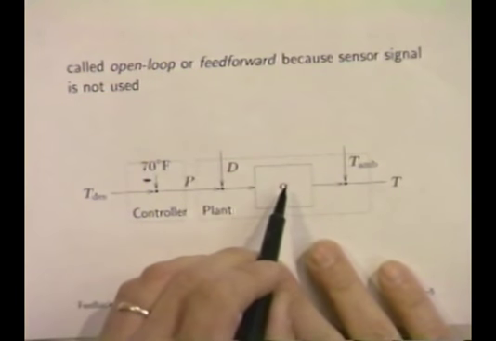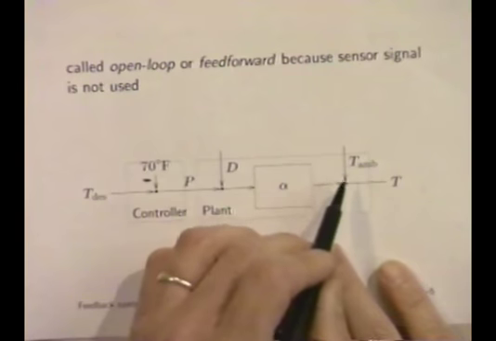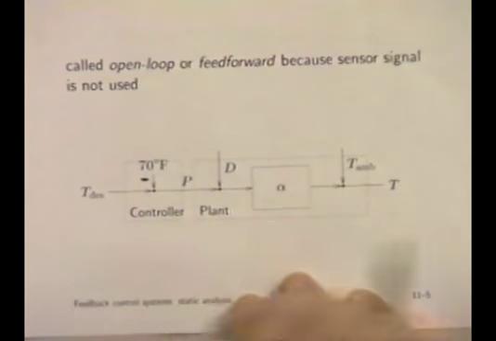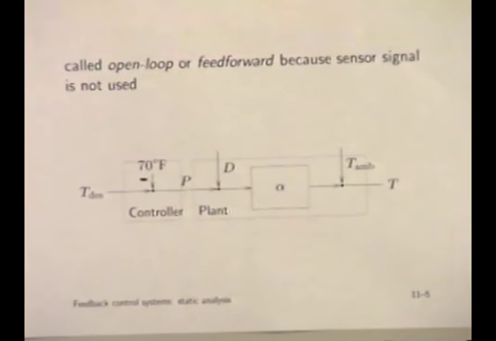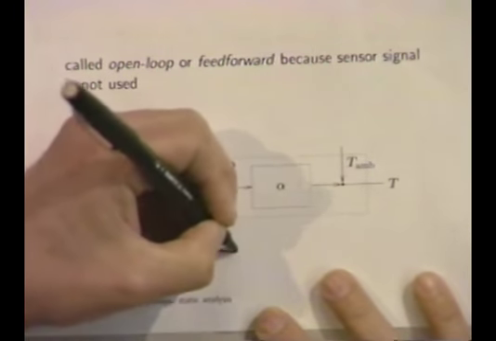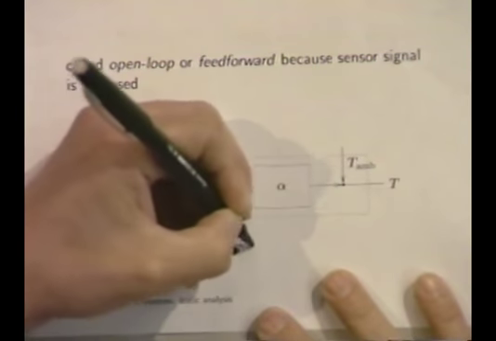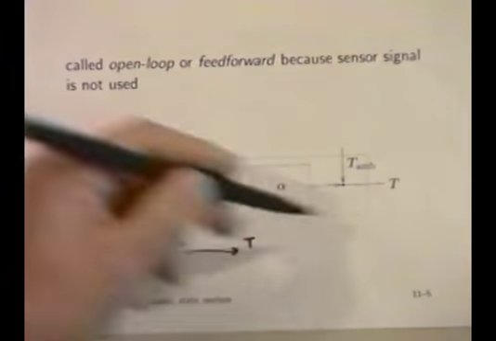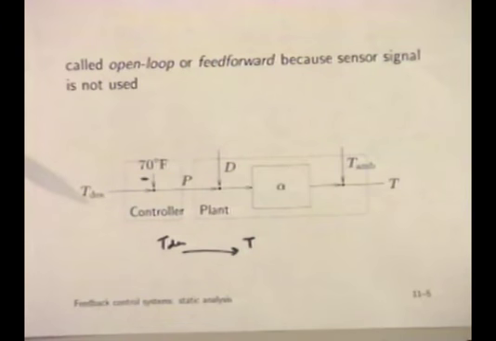It goes through alpha. Then you add T amb back in and you get T. This is our system. And the point is that if alpha is 1 and D is 0, this whole thing reduces to this: T desired to T. This whole thing reduces to that. That's pretty easy to see.